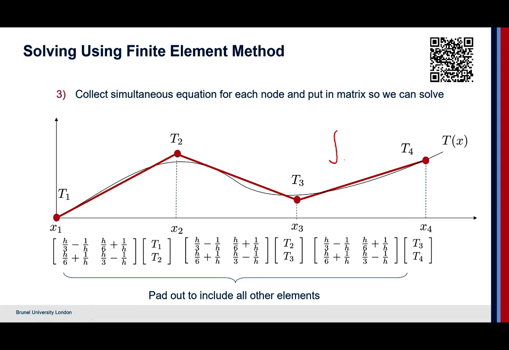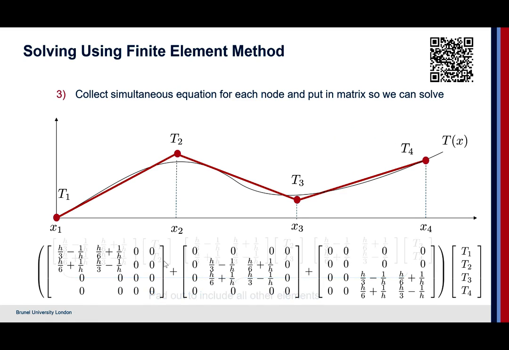Remember before I said this would be the integral between, say, x3 and x4 of the expression. So this would be omega d2T by dx squared plus T dx, and so on. Each of these is basically forming that. We get exactly the same matrix for each of those. The key difference is the T1 and T2, or T2 and T3, depending on the element.